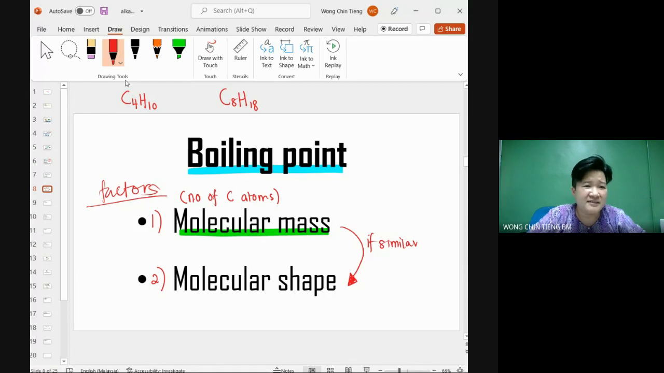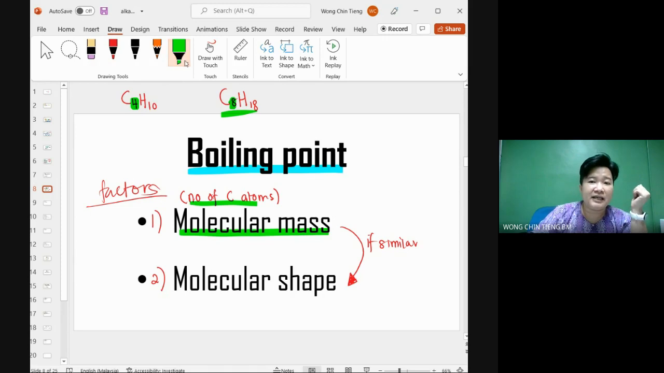Tak payah. Alright, we are not doing calculation. We want to know the molecular mass. You can straight away look at the number of carbon. 1 C4, 1 C8. Definitely yang ni berat. Betul? Okay. So, molecular mass is the correct term. But the easiest way to identify which one have the highest molecular mass is the number of carbon. Makes sense?